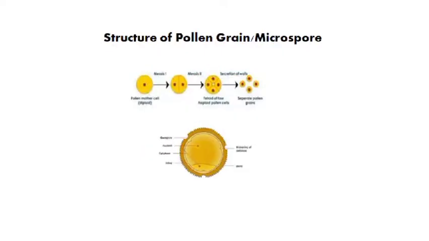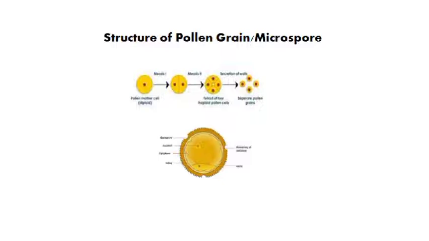First of all, see the structure of pollen grain or microspore. In the previous lecture, we already discussed the process of microsporogenesis. In brief, the pollen mother cell undergoes meiotic division and forms a pollen tetrad. The pollen tetrad means all four pollen grains join together and form a tetrad.